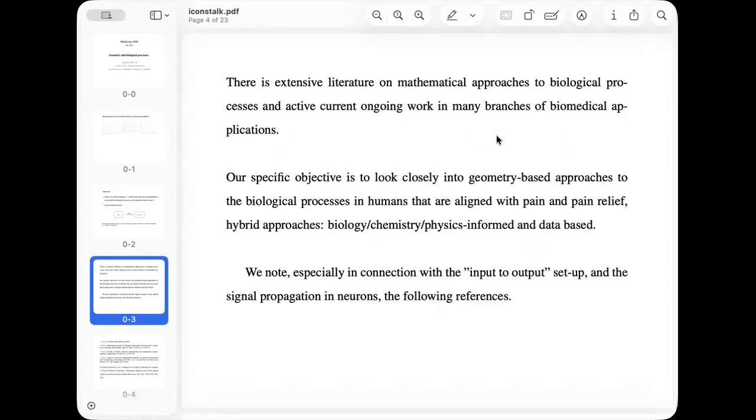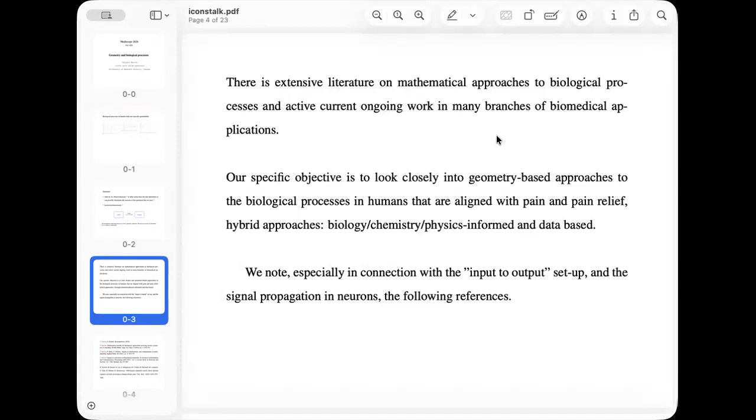Our ultimate objective is to make some useful conclusions in hybrid models for the processes associated with pain or pain relief. We emphasize the geometric approaches. Geometry can appear for various reasons. One is the dynamics of the system and the geometry of solutions of differential equations. But there are other reasons too.